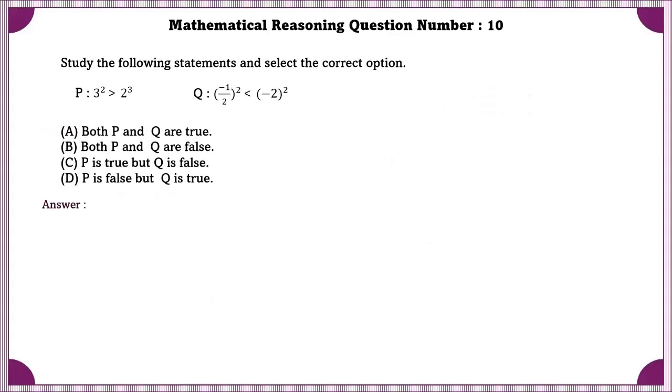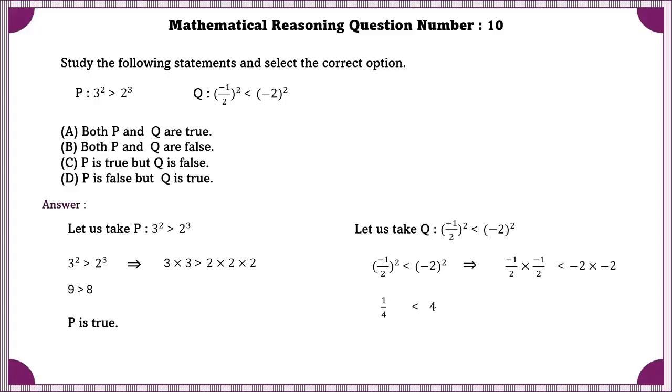Mathematical reasoning question number 10. Study the following statements and select the correct option. P: 3 to the power 2 is greater than 2 to the power 3. 3 to the power 2 and 2 to the power 3 are equal to 9 and 8 respectively. Now 9 is greater than 8, so P is true. Similarly for Q, we will get that Q is also true.